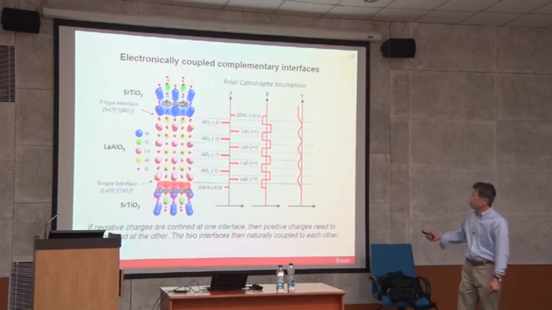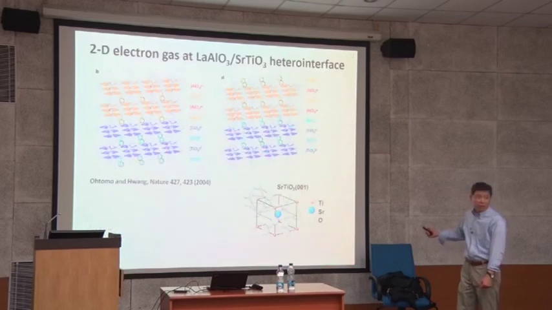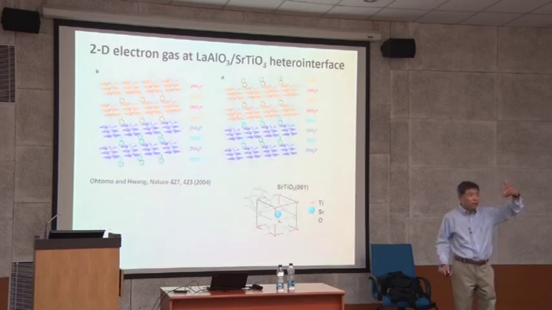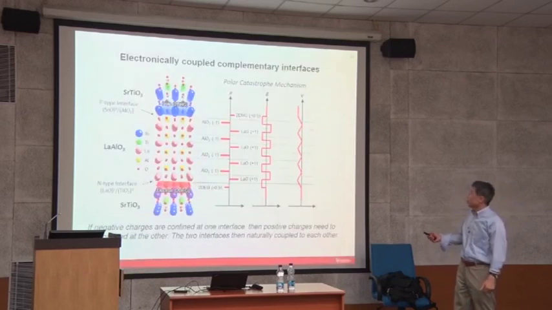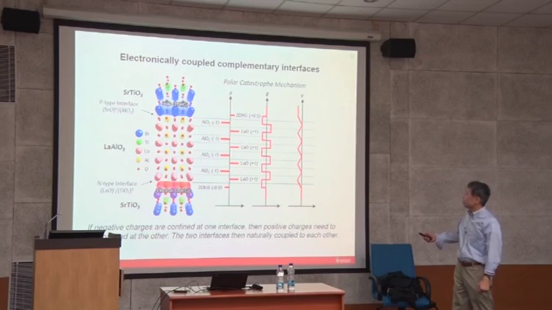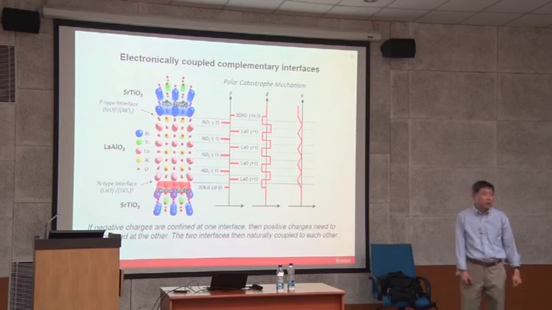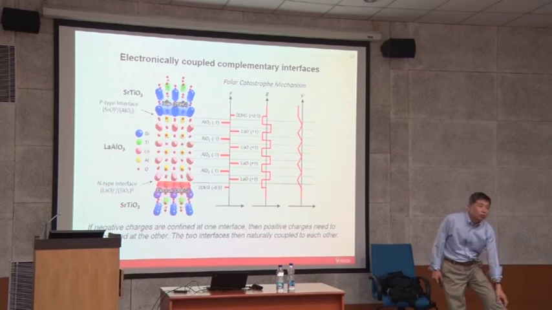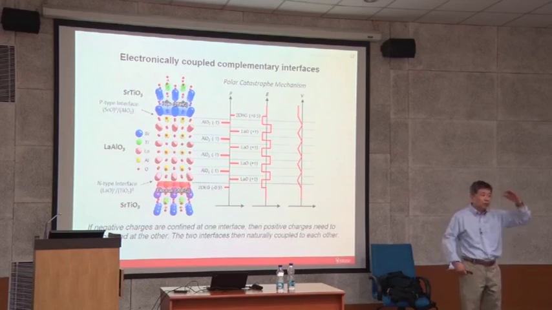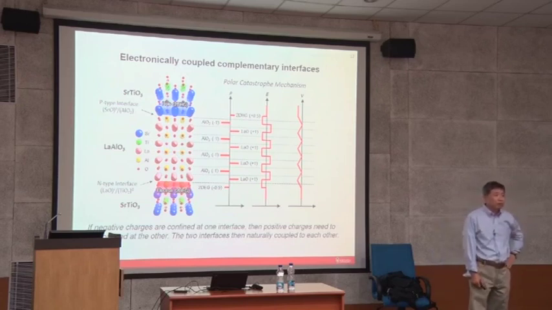So this layer is exactly the same structure as this, but an inverted structure. Okay? Inverted structure. But you have this inverted structure, looks like here, and then 2D hole gas, and in this region, you expect the 2D electron gas. So in the same heterostructure, you have two different carriers and two different interfaces.